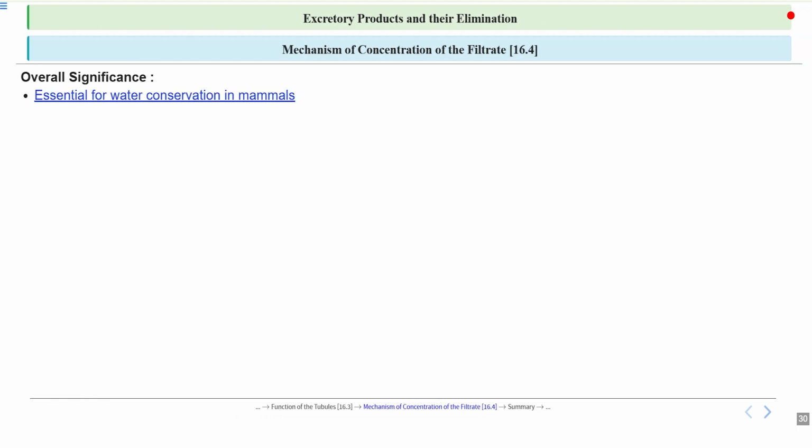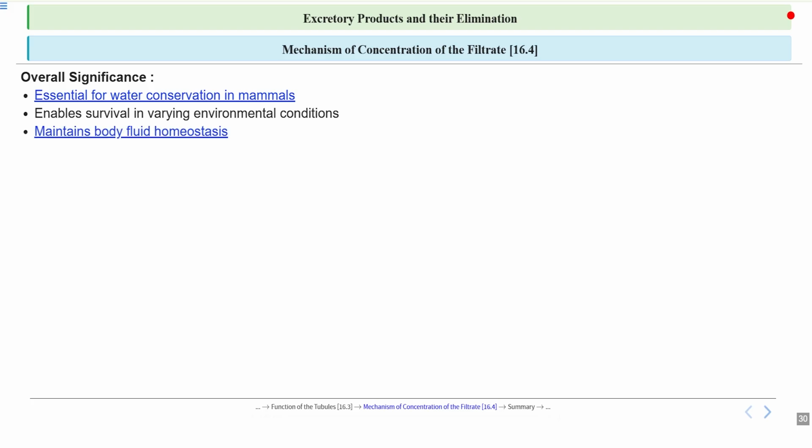Let's focus on why water conservation is so crucial for mammals. Imagine living in a dry environment or desert without efficient water-saving mechanisms. Survival would be nearly impossible. This adaptation of water saving allows mammals to thrive in places where water is scarce. Now let's see how this process helps organisms survive in different environments. Whether it's a hot desert or a cold tundra, being able to adjust and conserve resources is key. This flexibility is a major reason why mammals are found all over the world.